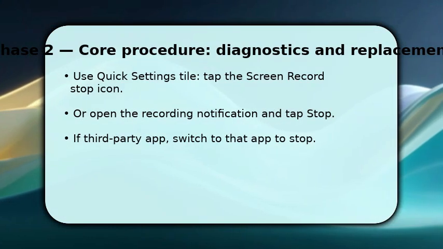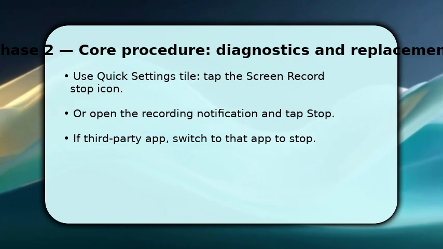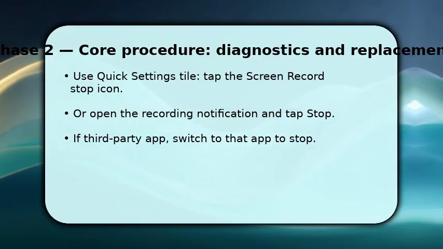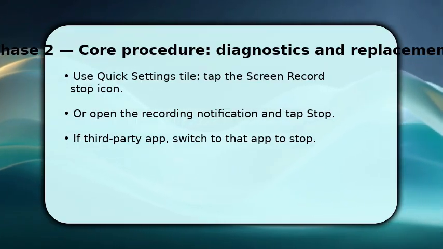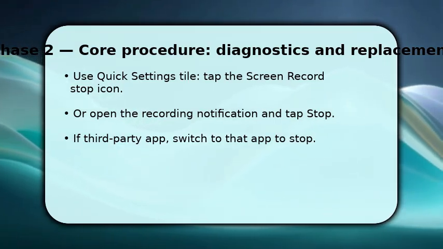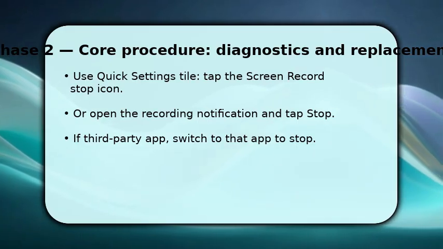Once in Settings, go back to Quick Settings. Swipe down again and locate the screen record tile. Tap the stop icon to end capture immediately. If you started recording from the notification shade, pull down and tap stop on the active recording notification, and the system will finalize the file.